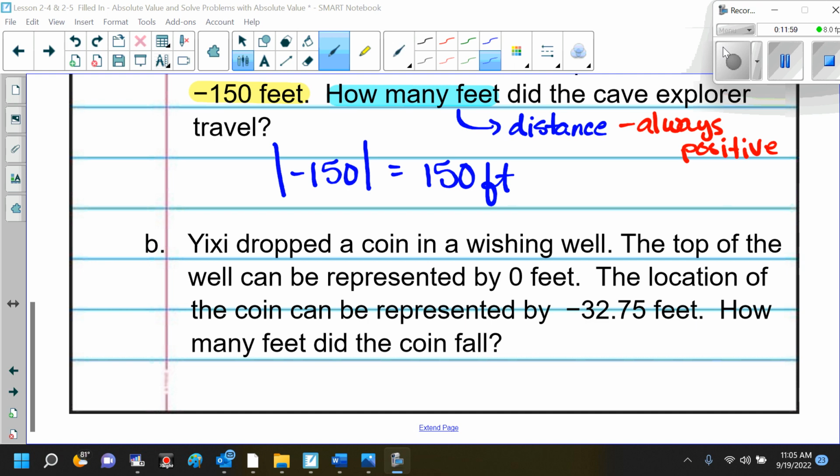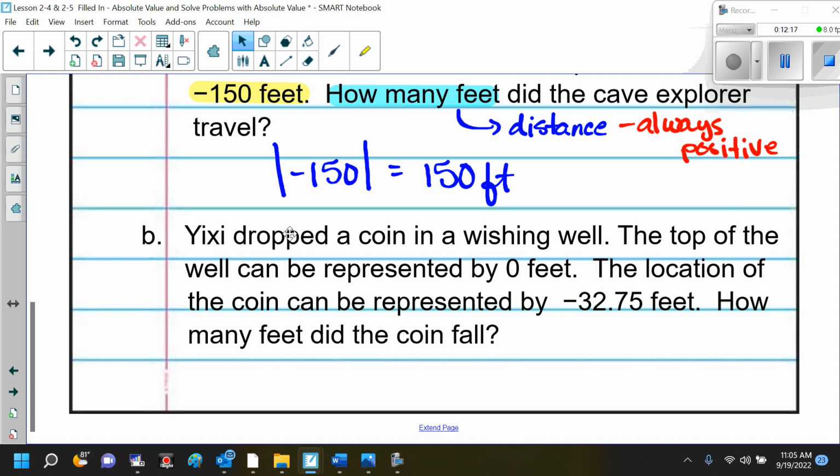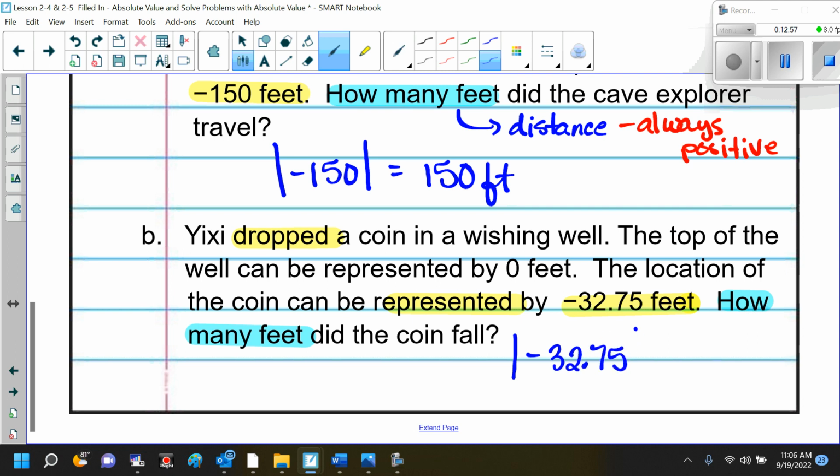So, Nixie dropped a coin in a wishing well. The top of the well can be represented by 0 feet. The location of the coin can be represented by negative 32.75 feet. How many feet did the coin fall? Okay, so the important information that we're going to highlight here is what? So she dropped the coin, and that is represented by 32.75 feet. Okay, and the question is, how many feet? So again, we're looking for a distance. And the way we write that is with our absolute value. So we're going to write the absolute value of negative 32.75. That's going to be equal to a positive 32.75 feet.